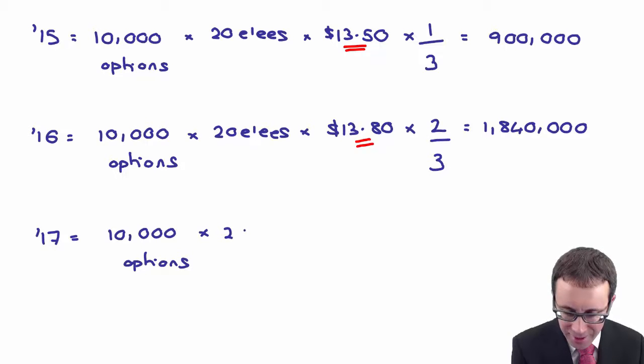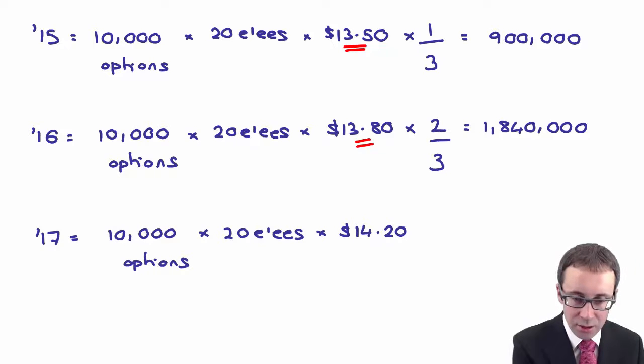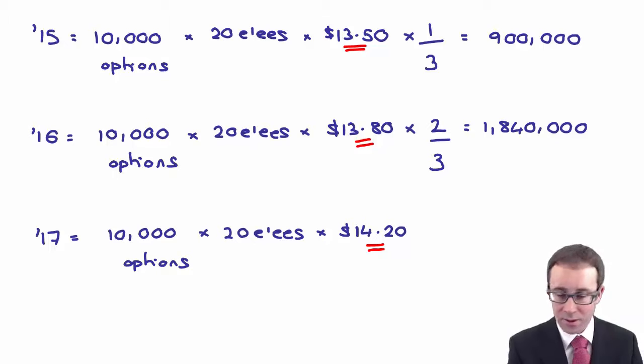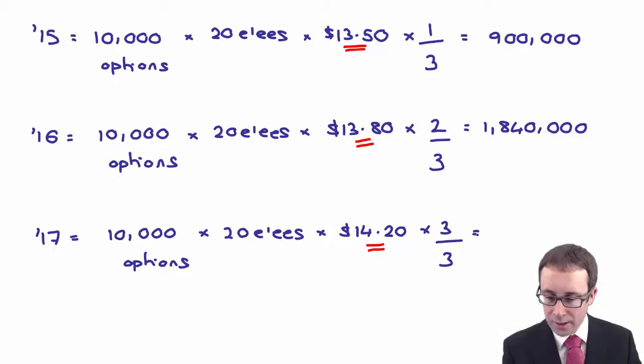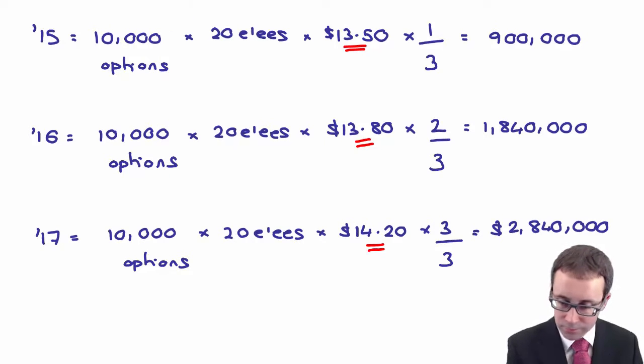So you've got the 10,000 options and the same 20 employees. Here the fair value of the share-based payment is $14.20, and as you're at the end of the third year, you don't need to, but you can multiply by 3/3. Does that give you 2,840,000?